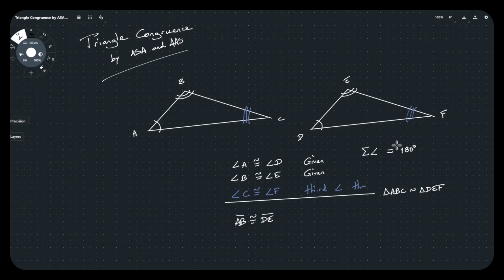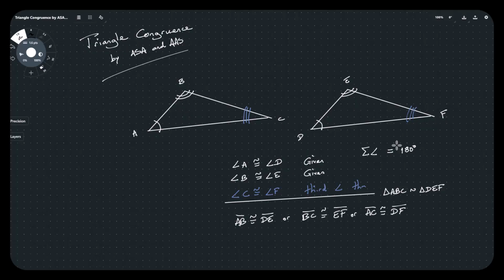that's fine. I could say BC is congruent to EF, and that's fine. Or I could say AC is congruent to DF, and that's fine. Any one of those, so I'm going to say or, any one of those is fine. If I've got two angles and a side, that's enough. Now ASA, that's saying the side that I have is the side that's between the angles.